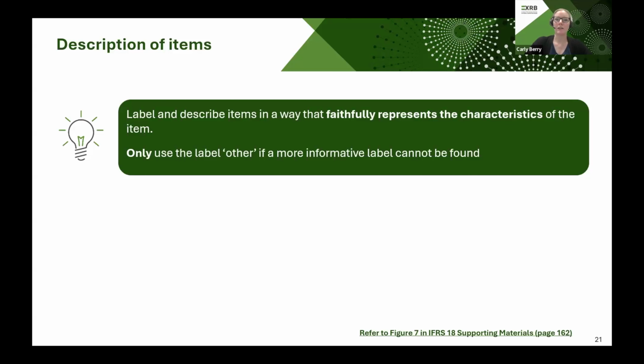The use of the word other to describe aggregated items or line items is fairly common. So for example, other expenses or other assets. Users do have concerns about this though, as it can be difficult to understand what these expenses include when no further information is provided. Therefore, NZ IFRS 18 discourages the use of the term other and will only permit it if a more informative label cannot be found.